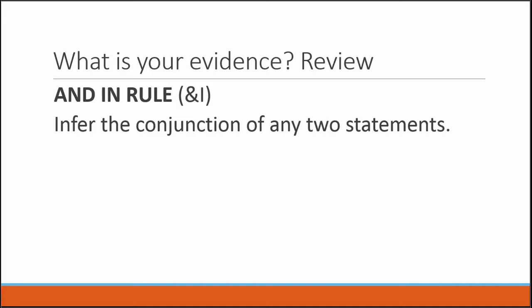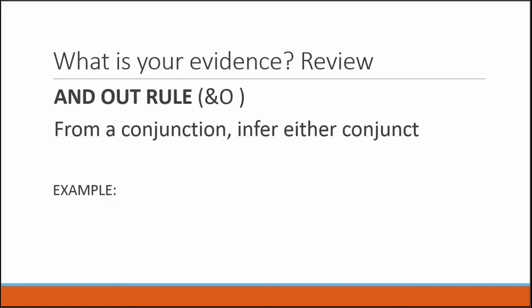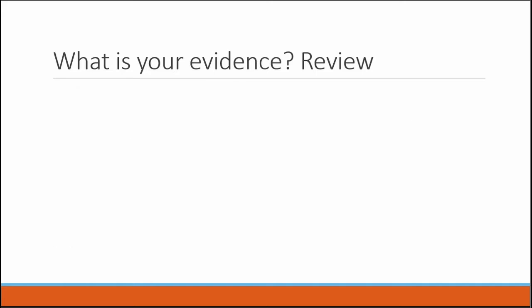And in rule: infer the conjunction of any two statements. That easy. From G and C, infer G and C. And out rule: from a conjunction, infer either conjunct. To apply and out rule, you must have a conjunction. You may infer the conjunct on the left, or you can infer the conjunct on the right.